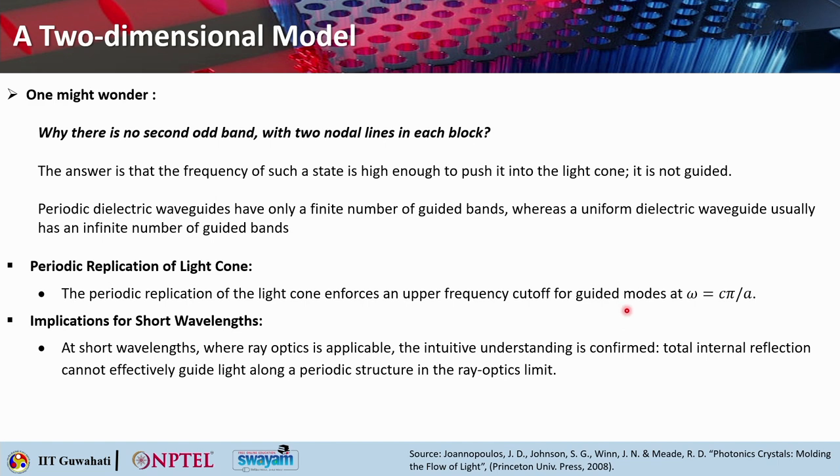So does that have any implication at short wavelength? The answer is yes. At short wavelength, where you can apply ray optics, the intuitive understanding gets confirmed. That means the total internal reflection cannot effectively guide light along a periodic medium in the ray optics limit, and that is what happens here as well.